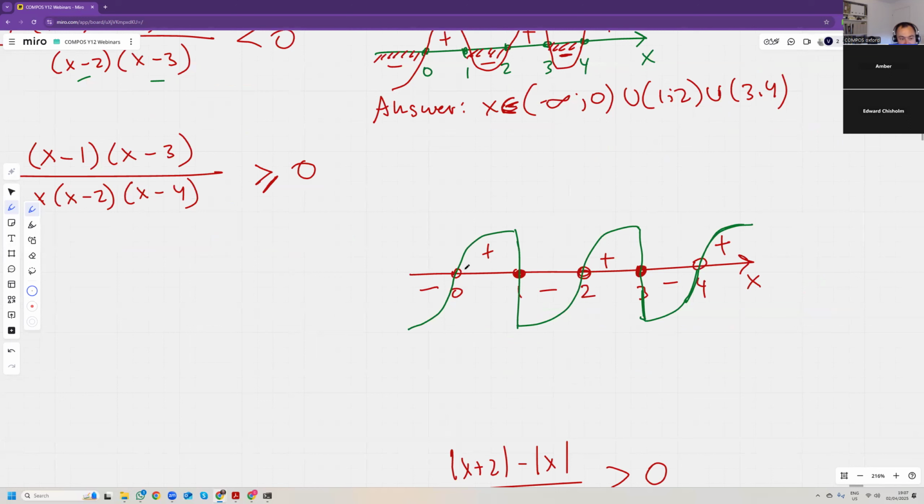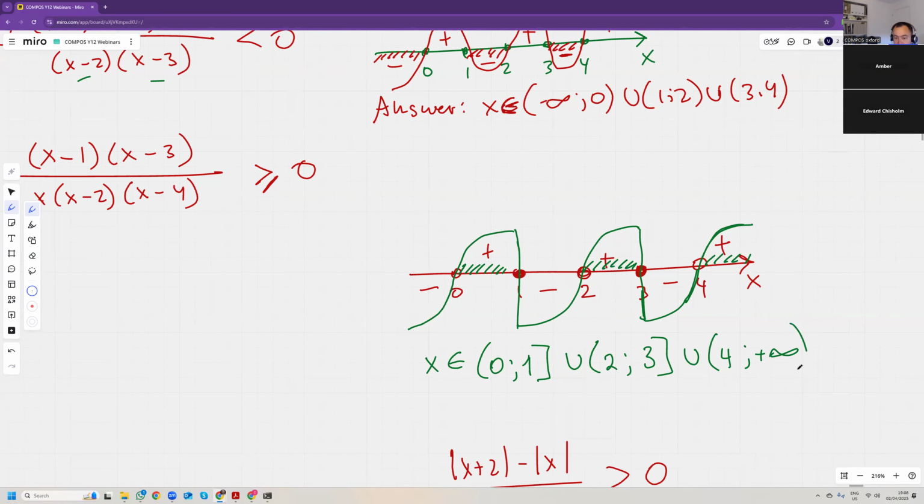Greater or equal to 0, so we need the positive intervals. And that means x belongs to from 0, not including, to 1, including. Or from 2 to 3, including. Or from 4, not including, to plus infinity, not including. We never include infinity because infinity is not a real number. And that is the answer.